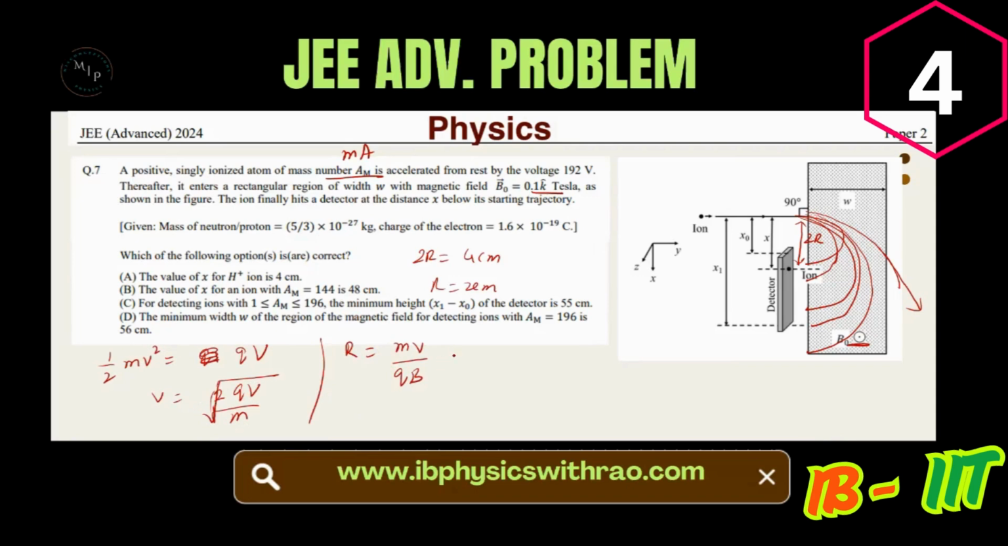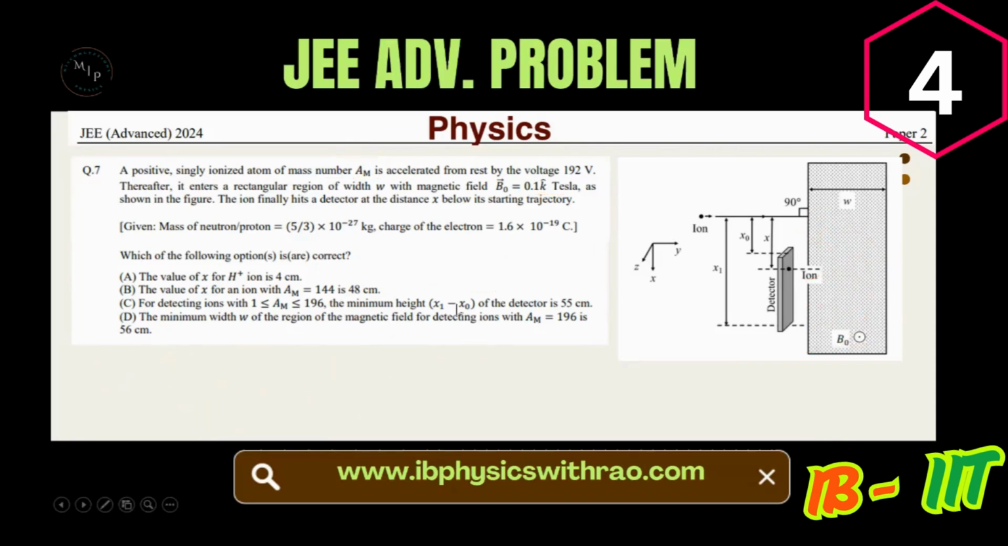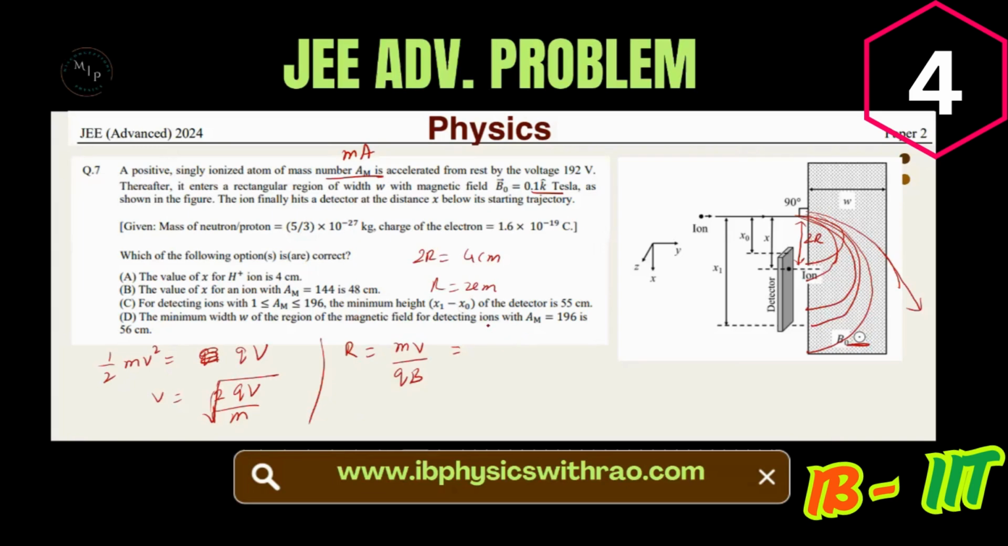We got this value, so I am just going to substitute all these values and try to get the answer, which should be 5/3 into 10 to the power of minus 27 multiplied by velocity. What is the velocity? This should be root of 2qv divided by m, where v is the potential, which is 192. And then m is nothing but the mass being given over here, divided by q into b. Q is nothing but 1.6 into 10 to the power of minus 27 multiplied by b. What is b over here? 0.1.